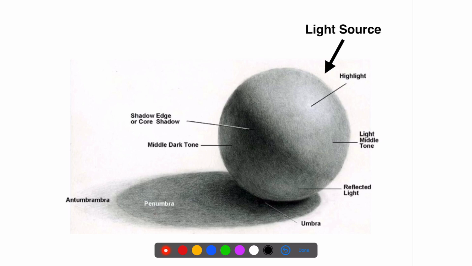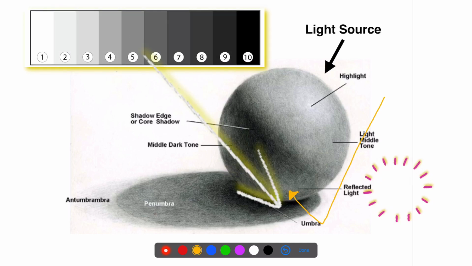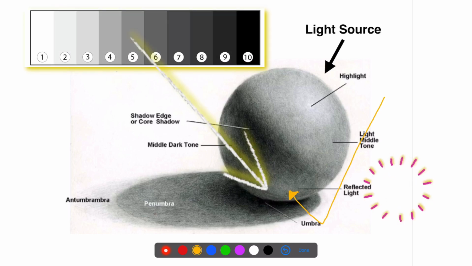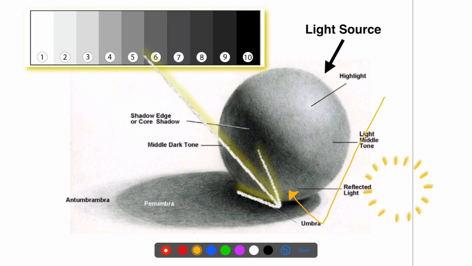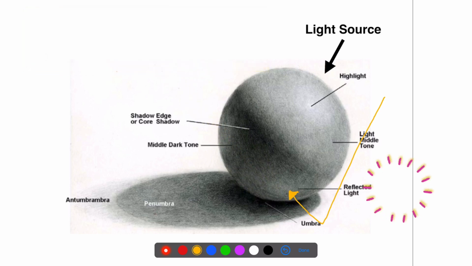The third section that I need to see is reflected light. Reflected light is light that's being bounced back off the table onto the object itself. Reflected light is not as light as the highlight. It's what we call a half tone. So it's in the middle of the value scale, a little bit to the left. But it creates a highlighted section that helps separate the form from the cast shadow.